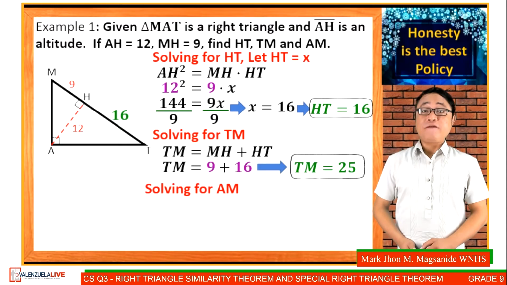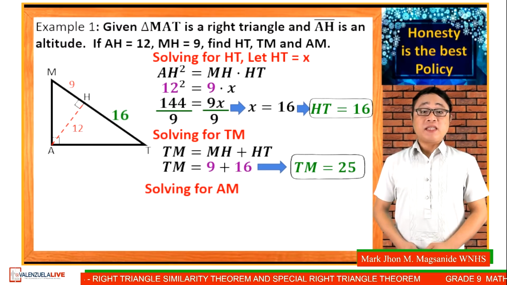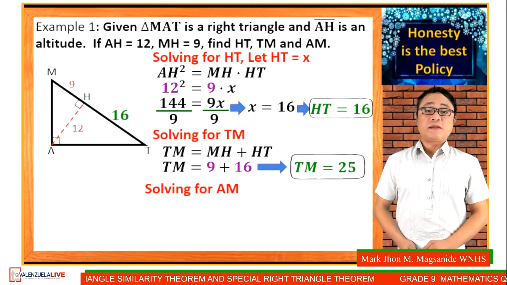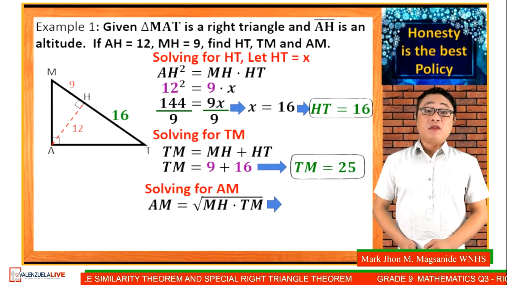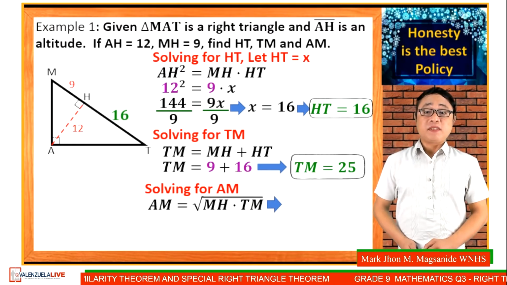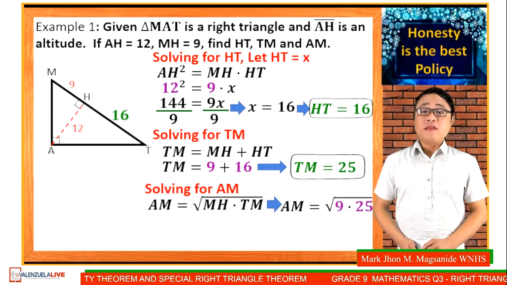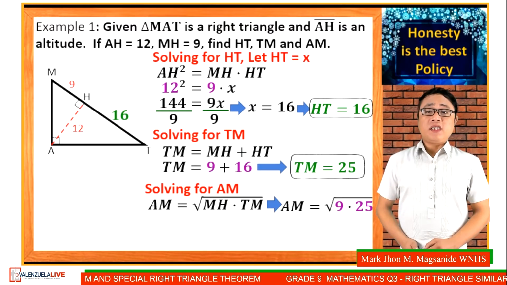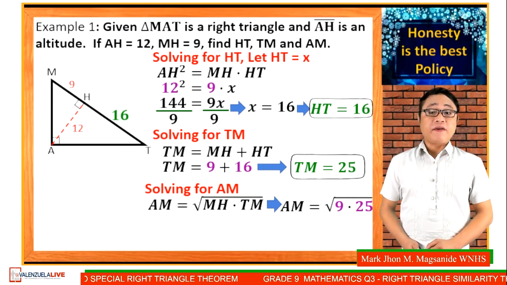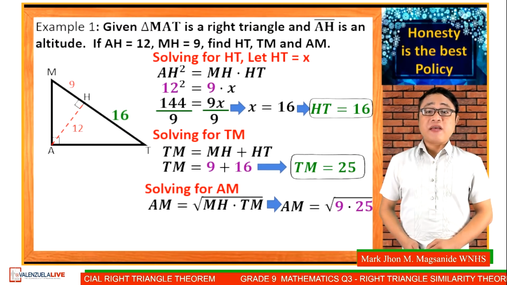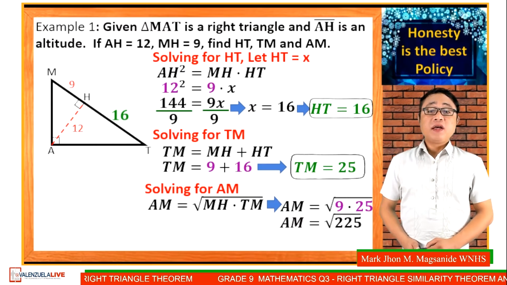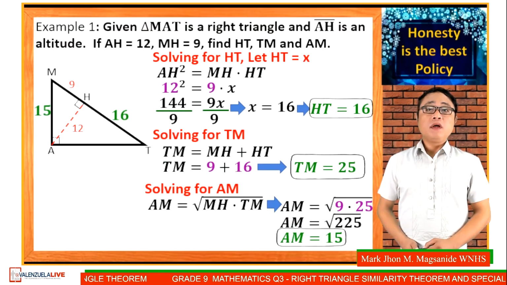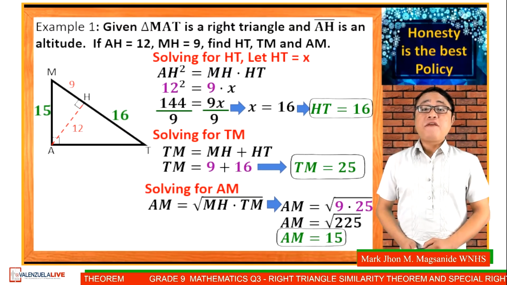Solving lastly for AM, use the geometric mean theorem that involves the leg and hypotenuse. AM is equal to the square root of MH times TM. Substituting the values of MH and TM, AM squared is equal to 9 times 25. 9 times 25 is equal to 225, and getting its square root, that is equal to 15. Thus, AM is equal to 15.